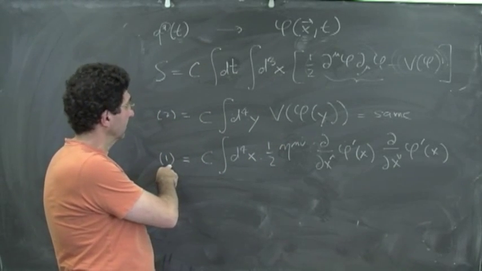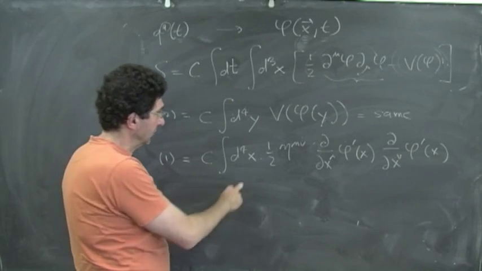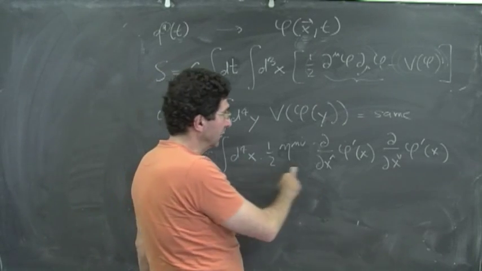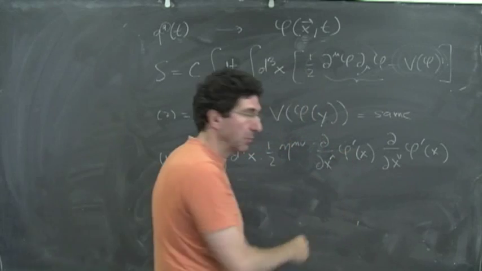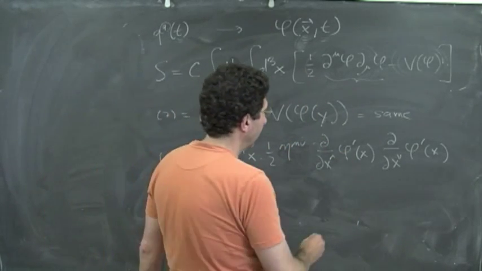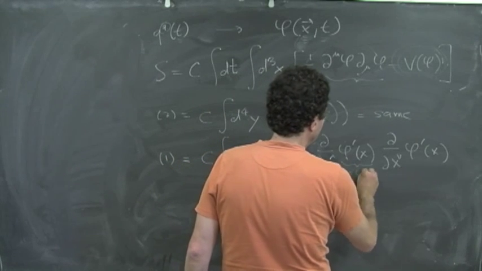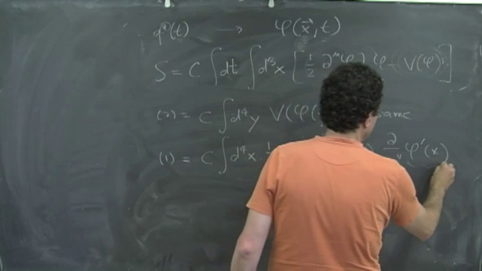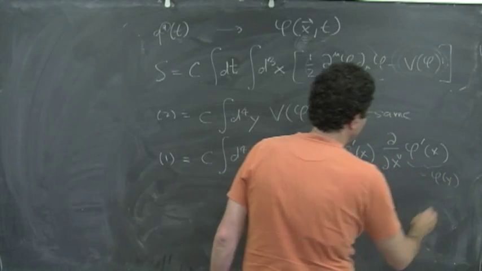The piece in S prime that comes from the first piece, I'm still integrating over the same x. I'm just replacing the phi's by phi primes. That's all I'm doing. But now this right here is just phi of y. This is phi of y, right?